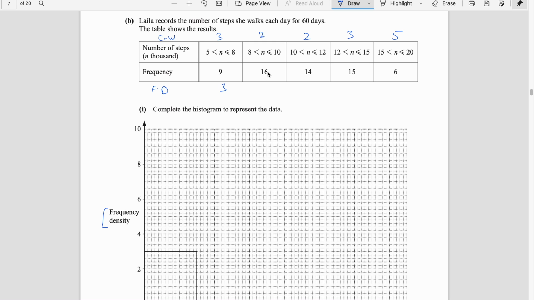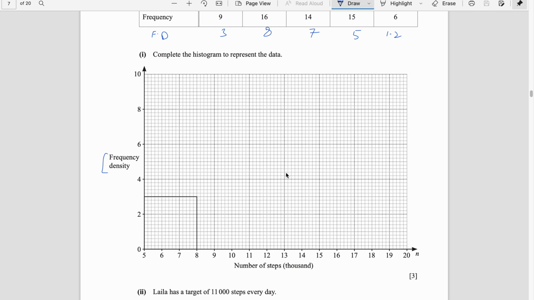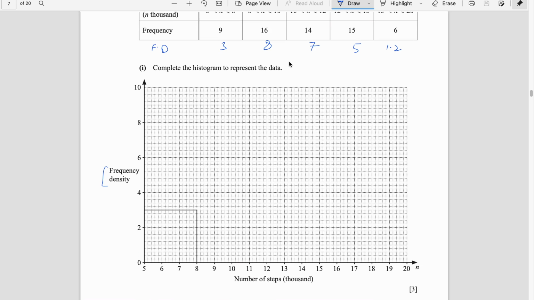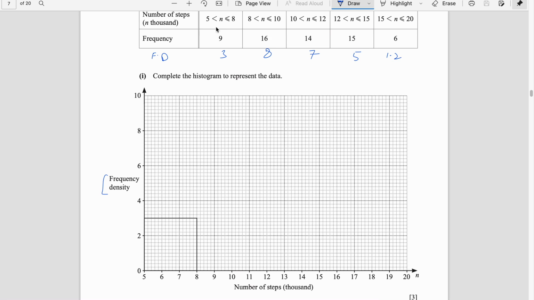9 by 3 is 3, 16 by 2 is 8, 14 by 2 is 7, 15 by 3 is 5, and 6 by 5 is 1.2. Now we draw these heights according to the given classes. So from 5 to 8, 3 is already drawn. From 8 to 10, height is 8.